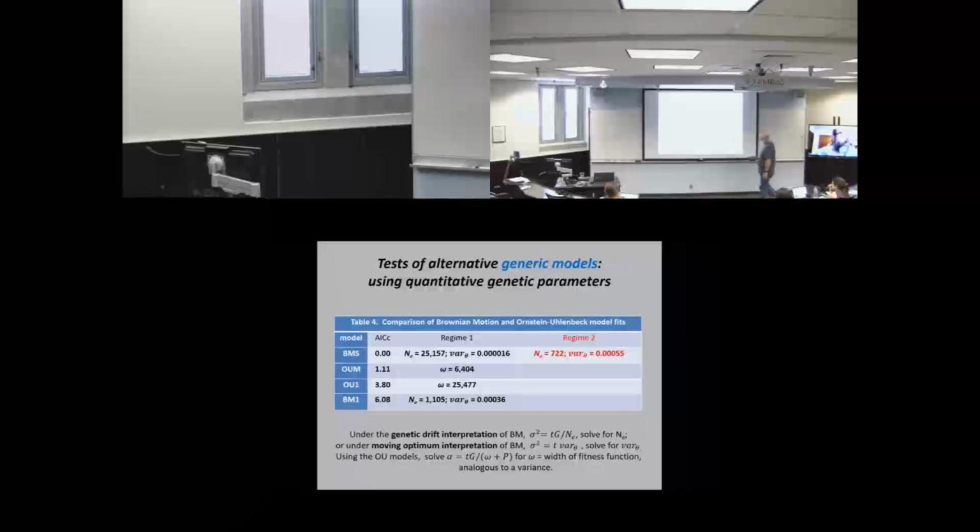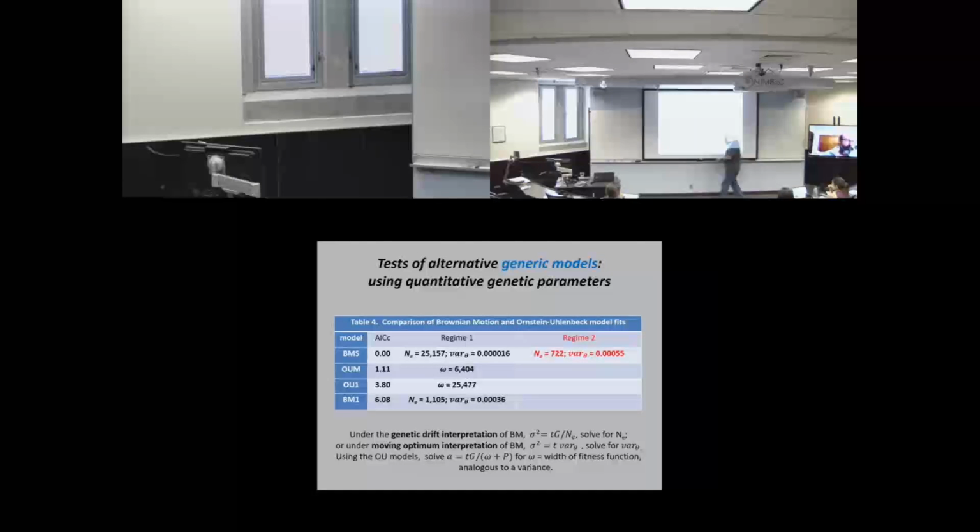The other interpretation of BM is that the optimum moves. Now remember, we're just going to look at the optimum. It doesn't matter because in the data you get the same results in the radiation for the ornament or the preference. But let's think about the ornament, which is mirroring the preference. Sigma squared under that interpretation is T times the per generation variance in the optimum. When you choose a movement in the optimum, you take a sample from this distribution, and that tells you how much you move. We can solve for the per generation variance in the optimum doing that.